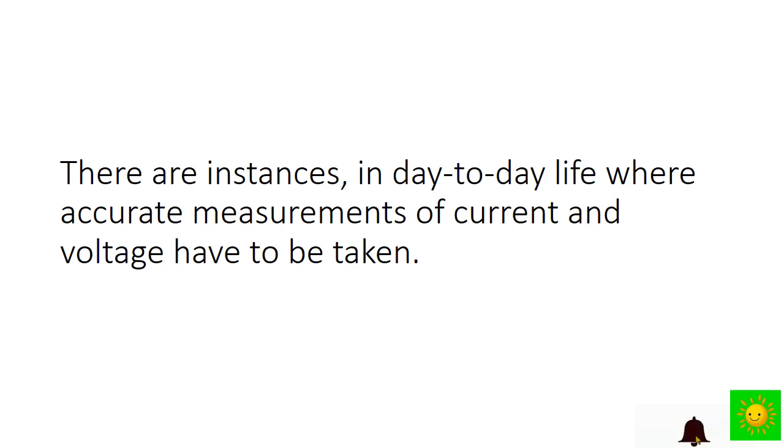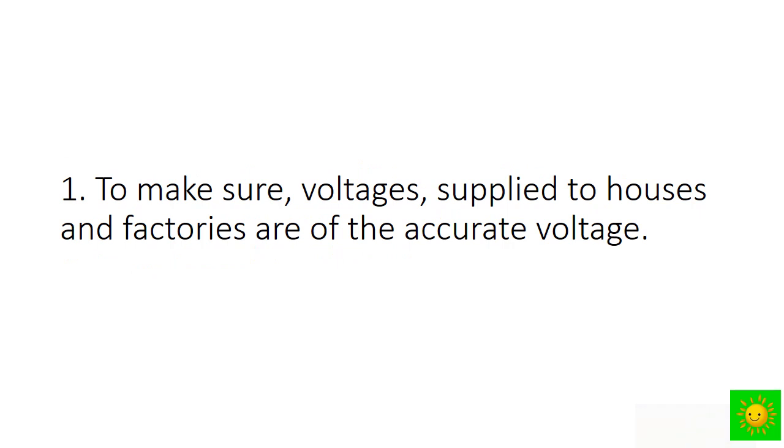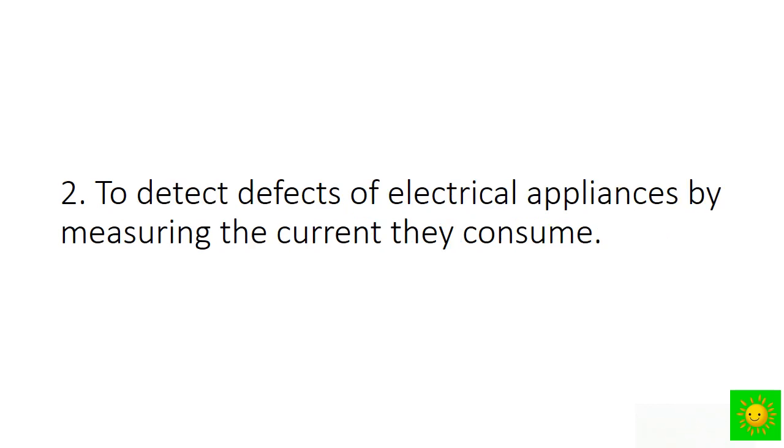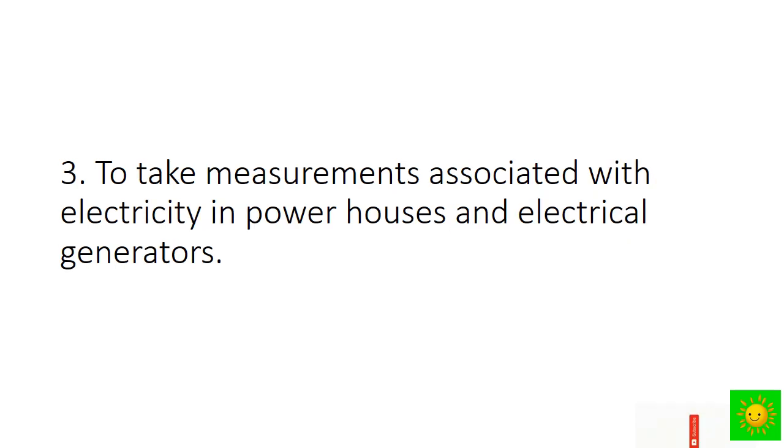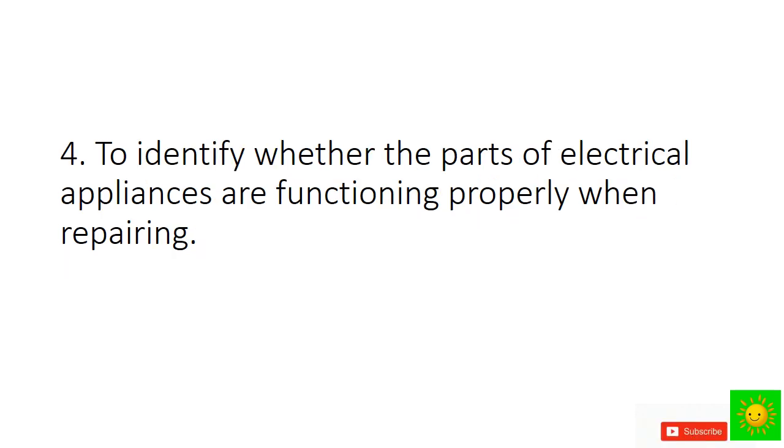There are instances in day-to-day life where accurate measurements of current and voltage have to be taken. Some such instances are given below. To make sure the voltage applied to houses and factories is the accurate voltage. To detect defects of electric appliances by measuring the current they consume. To take measurements associated with electricity in powerhouses and electrical generators. To identify whether the parts of electric appliances are functioning properly when repairing.